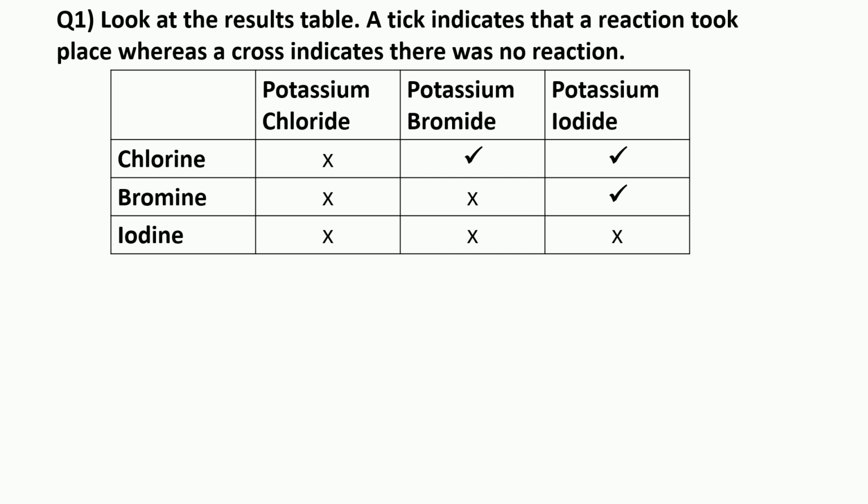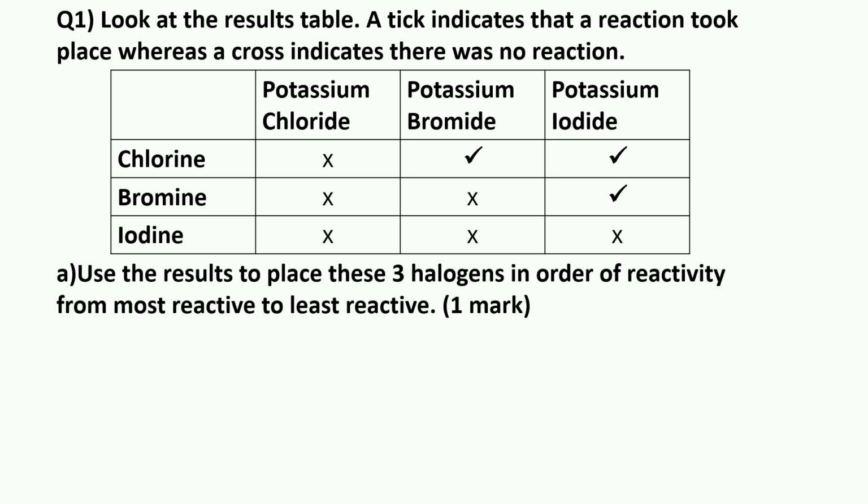So question 1, look at the results table. A tick indicates that a reaction took place, whereas a cross indicates there was no reaction. Now for each of these questions I'm going to pause and let you have a go yourself and then resume the video. So the question is, use the results to place these three halogens in order of reactivity from most reactive to least reactive.